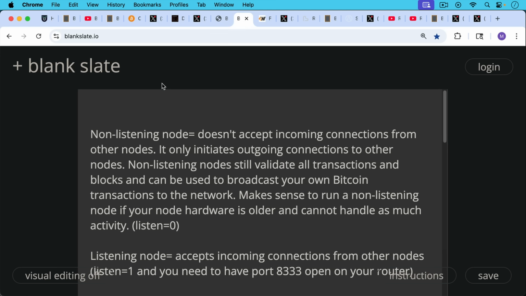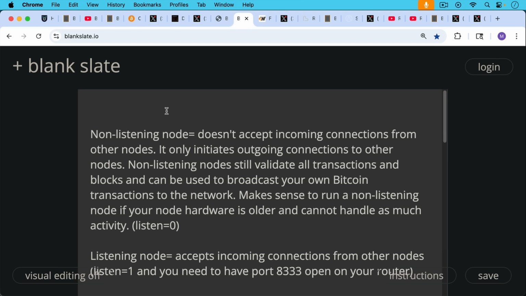Let's talk a little bit about this difference between listening nodes and non-listening nodes. First of all, a non-listening node is a node that does not accept incoming connections from other nodes. It only initiates outgoing connections to other nodes. Now, non-listening nodes still validate all transactions and blocks, and they can be used to broadcast your own Bitcoin transactions to the network. So it might make sense to run a non-listening node, for example, if your node hardware is older and cannot handle as much activity.